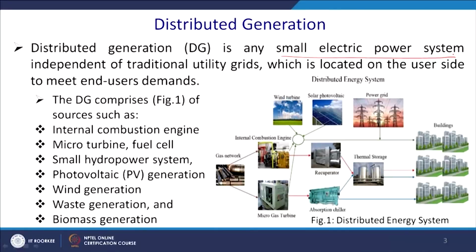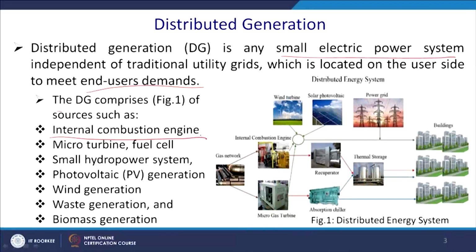A small electrical power system, independent of the traditional utility grid, which is located at the user side to meet the user's end demand. That can be an isolated island, that can be a ship, it can be anything. So, DG comprises the following things.